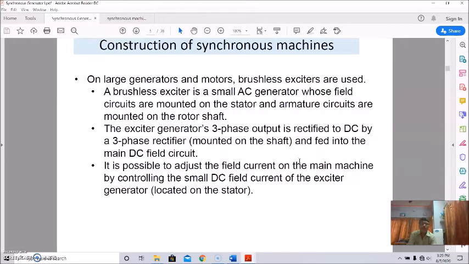So on the large generators and motors, the brushless exciters are mostly used. A brushless exciter is a small AC generator whose field circuits are mounted on the stator and armature circuits are mounted on the rotor shaft. The exciter generator's three-phase output is rectified to DC by a three-phase rectifier mounted on the shaft and fed into the main DC field circuit. And it is possible to adjust the field current on the main machine by controlling the small DC field current of the exciter or generator located on the stator.